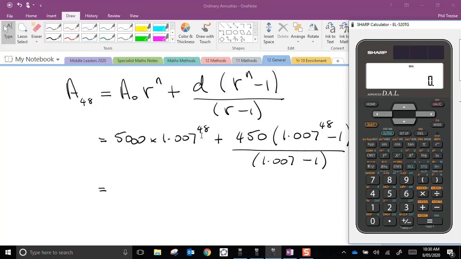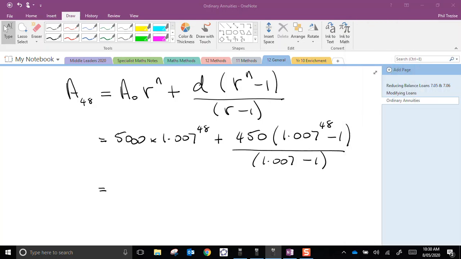I'm going to first enter this bit here. So let's try 5,000 multiplied by... Now remember that this value was stored in memory B. So I have to go alpha B. Then this key means power of, and my power is 48. That gives me $7,044.25. I might store that one for future reference in C.